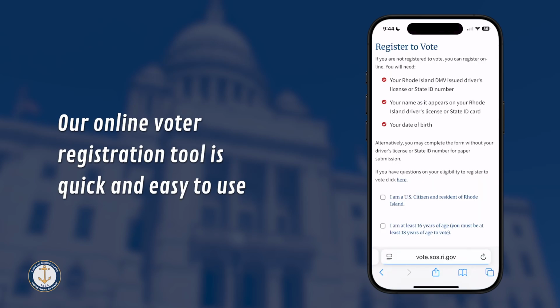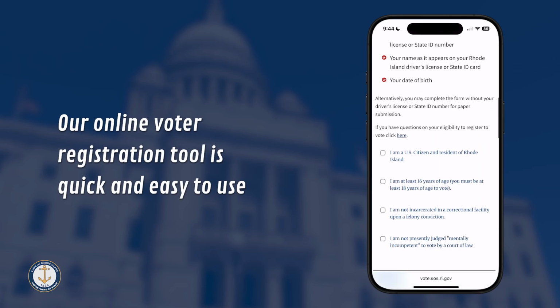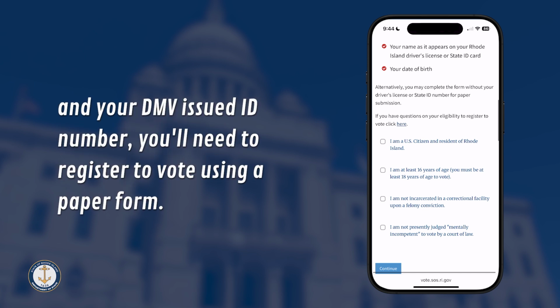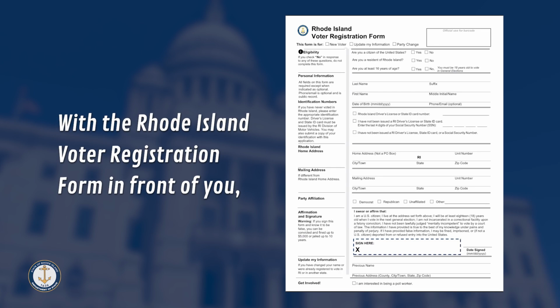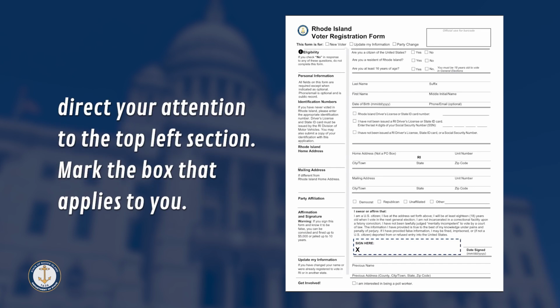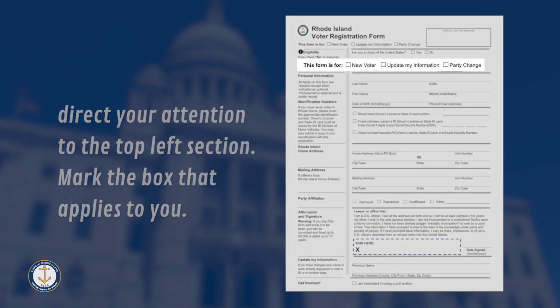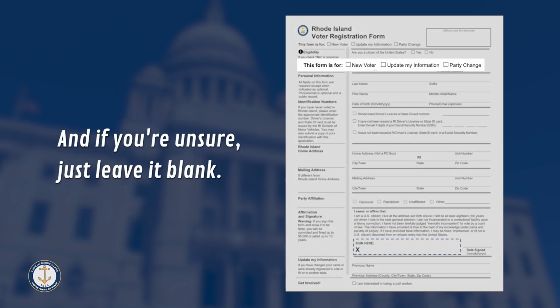Our online voter registration tool is quick and easy to use, but if you don't have access to both the internet and your DMV-issued ID number, you'll need to register to vote using a paper form. With the Rhode Island voter registration form in front of you, direct your attention to the top left section. Mark the box that applies to you, and if you're unsure, just leave it blank.